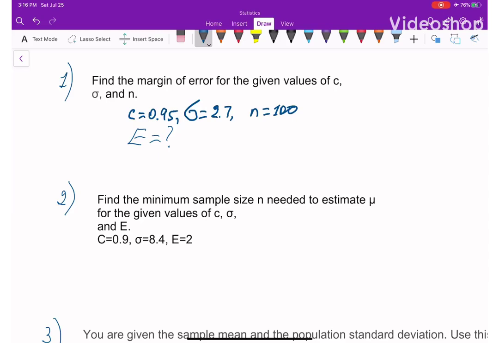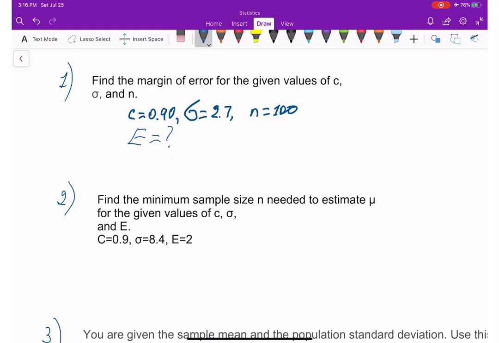So let's start from the first question. Going to cover practicing problems for final exam and for group activity 4. Find the margin of error for the given values of C. All right, so if our C, let me make it 90 instead of 95, because 95 is everywhere, so let's use 90.